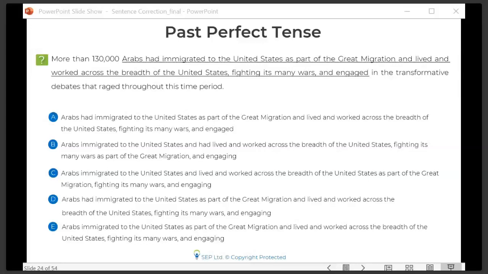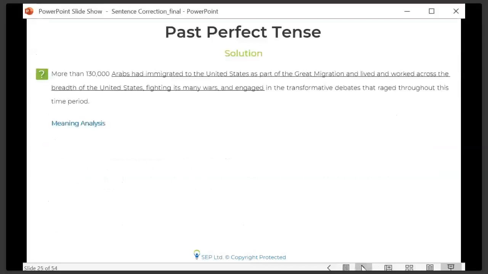All right, so here goes our meaning-based approach. Now, if we were looking at the meaning-based approach, we would start reading by dividing the sentence into small parts. All right. So here we are saying more than 130,000 Arabs had immigrated to the United States. Okay. So all right.